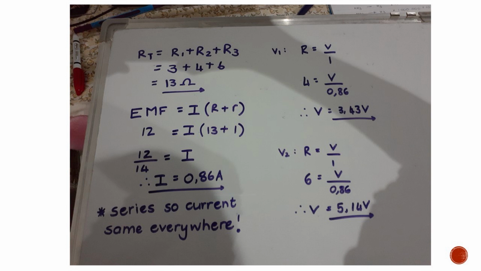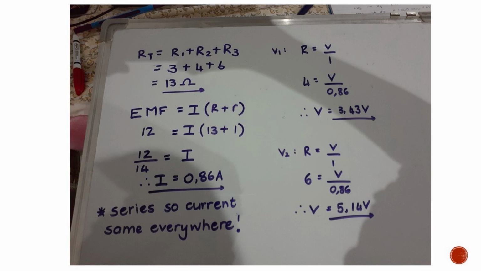Then we'd use the EMF equation in order to get the current. So EMF is equal to I, big R plus little r. So we know the EMF is 12, it's given. The current's what we're looking for. 13 plus 1 for the internal resistance would be the resistance, the R plus little r. So if we do the maths, that's 12 divided by 14 is I, and therefore I is 0.86 amperes. Series, so current is the same everywhere.